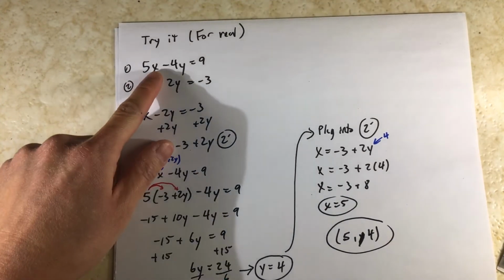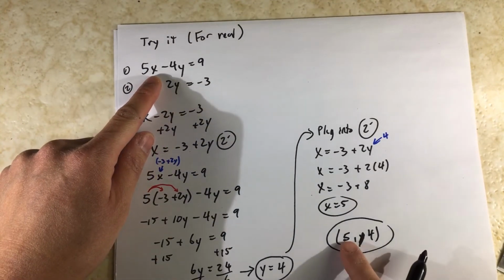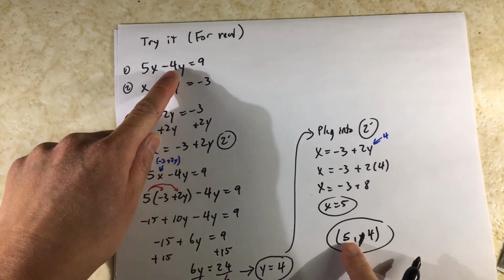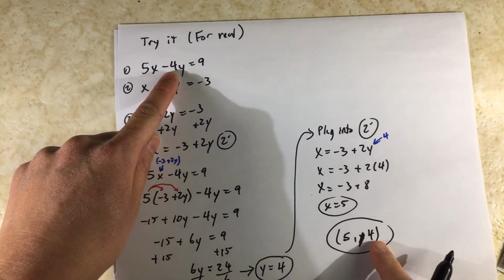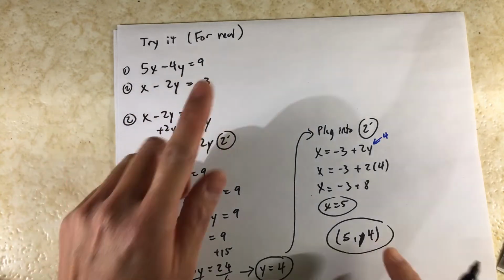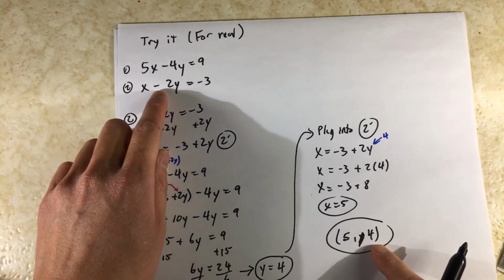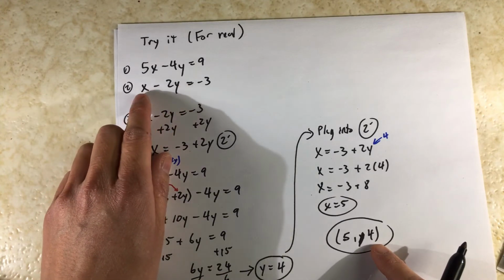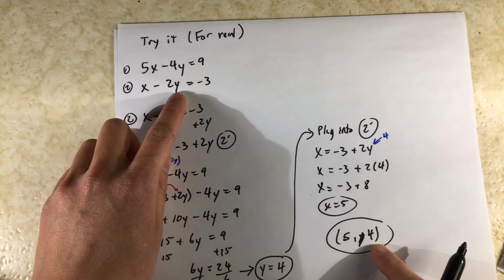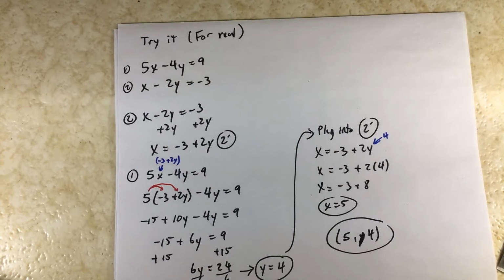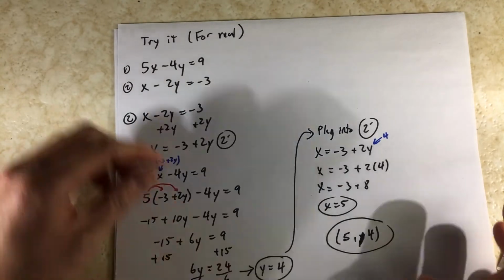All right, so we could look at this again and plug some stuff in. 5 times 5 is 25. Minus 4 times 4 is 16. 25 minus 16 is 9. That's good. 5 minus 2 times 4, so 5 minus 8 is negative 3. And negative 3 equals negative 3. So that also looks good. All right.